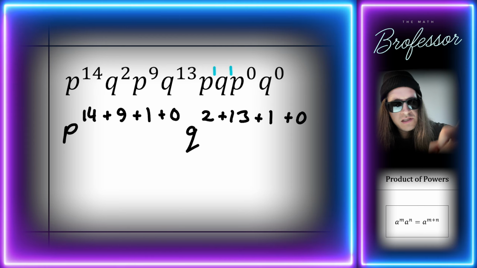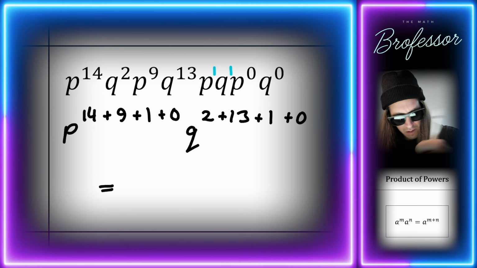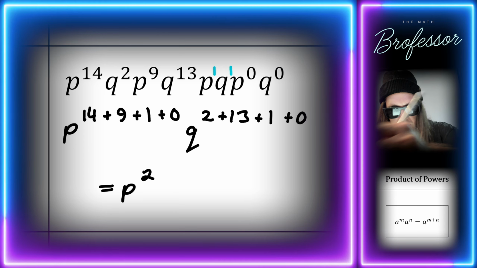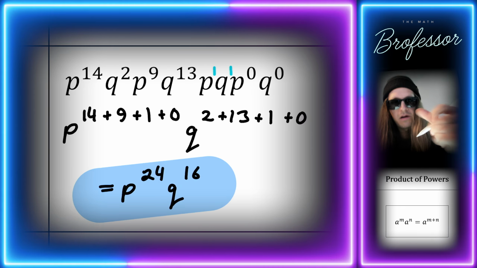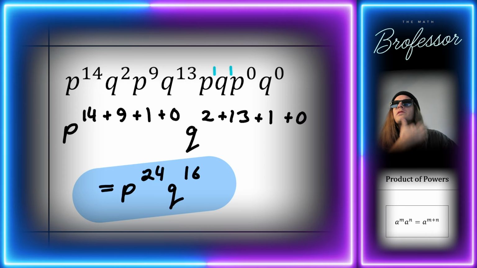All right, what is that? What is 14 plus 9 plus 1 plus 0? That's 24. And then on the q's, we have 2 plus 13. That's 15 plus 1 is 16. That's your answer right there. Combine your p's with your p's, your q's with your q's. That's all you got to do. And that's it right there. That's it. So good.